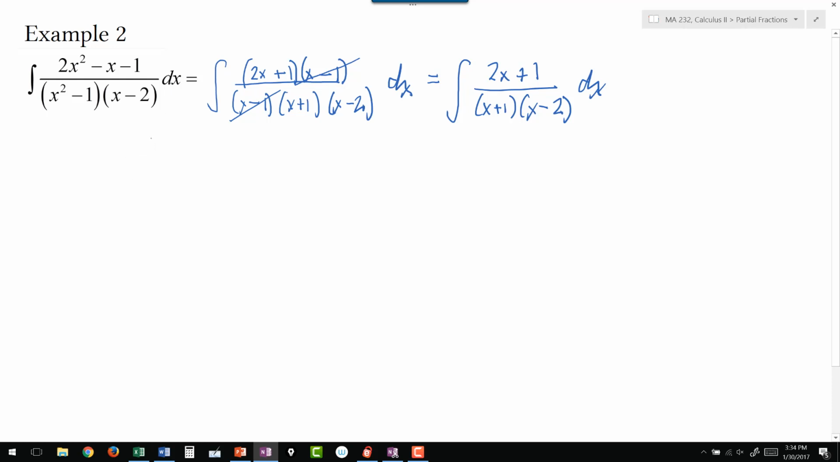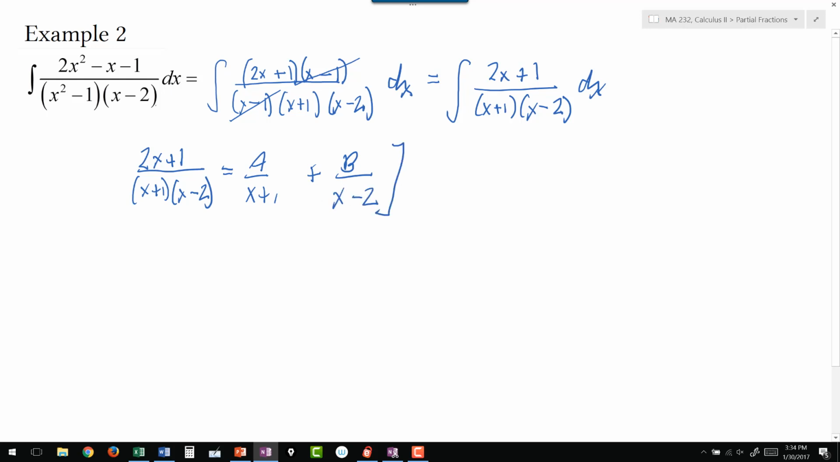Our goal is, like it was before, we need to rewrite (2x+1) over (x+1)(x-2) as the sum of two simpler fractions, a over x plus 1 plus b over x minus 2.